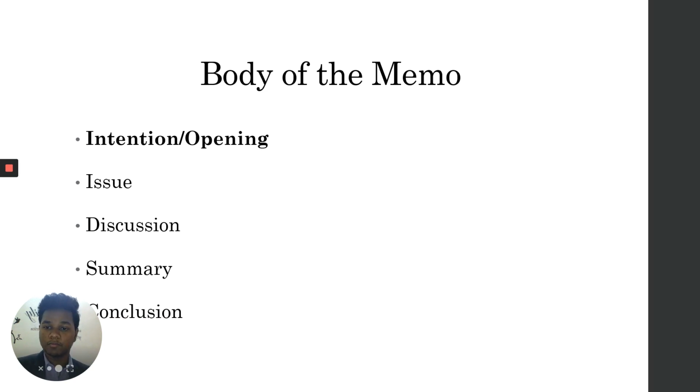The next paragraph describes the issue, and the catalyst behind the release of the memo should be summed up briefly. So the statements used to describe an issue should be short, to the point, and rely heavily on facts. Next to it, we have a discussion paragraph.